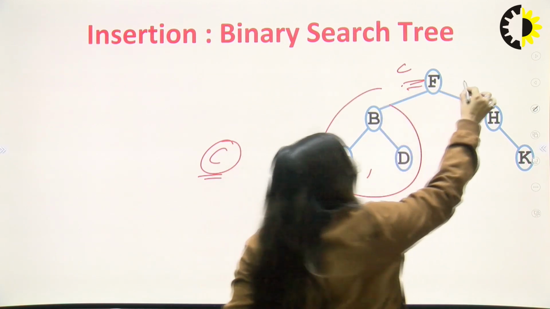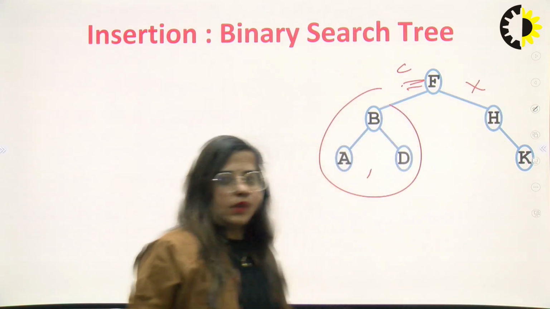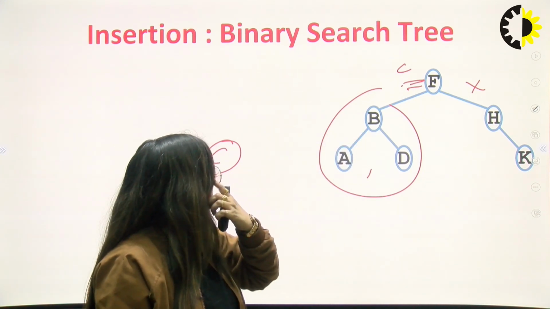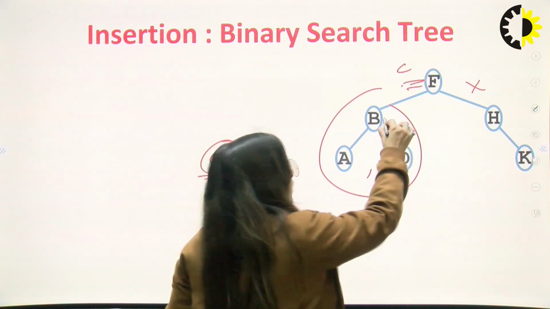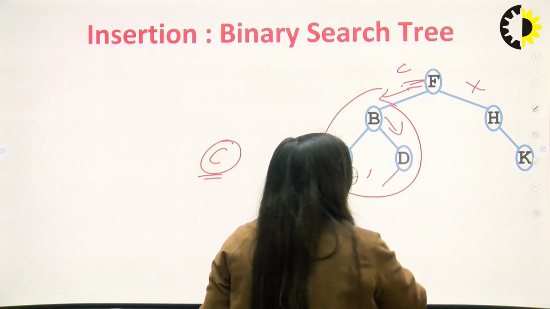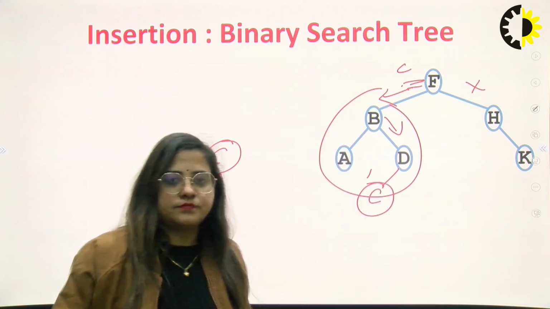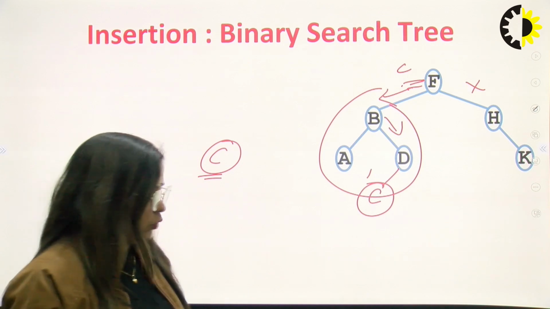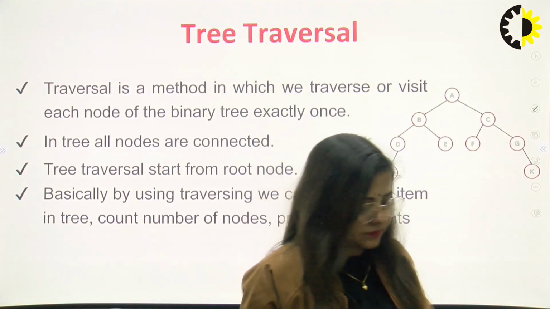So this part is totally skipped. So now comes B. C is greater than B, so it will come to the right direction. Left then right, but it is less than D. So it will come to the left of D. So according to this, we can easily insert a new node in your BST.